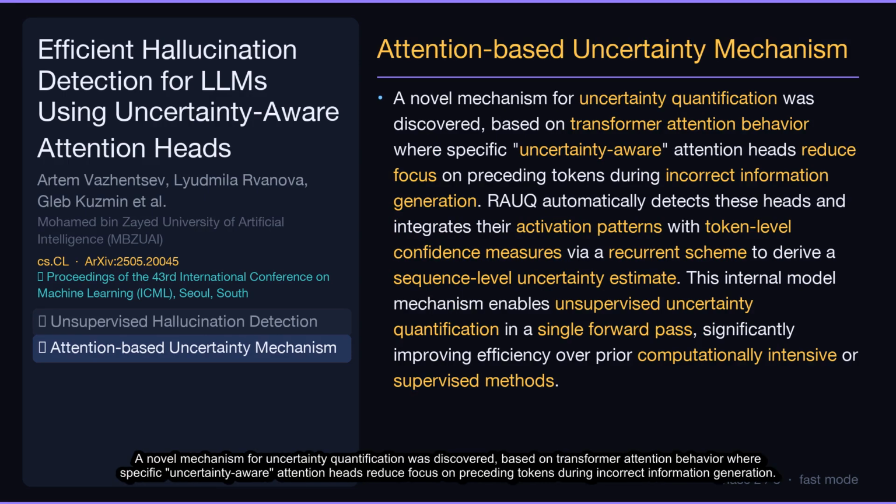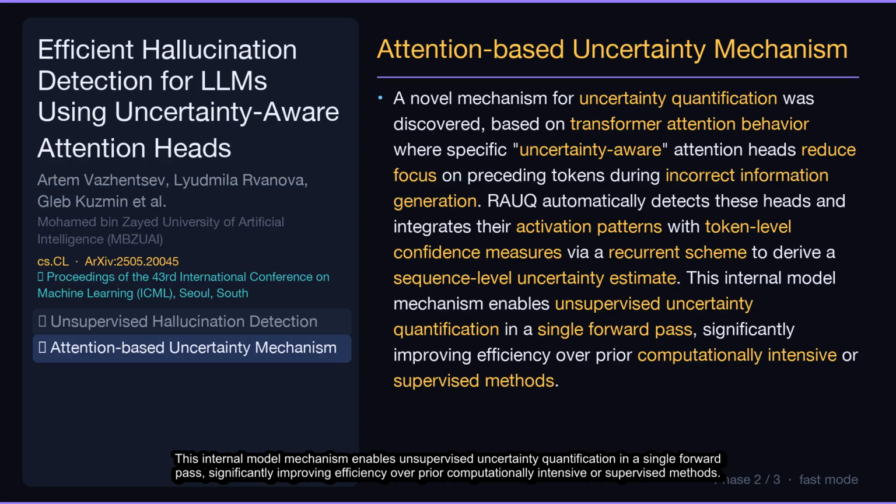Contribution 2. Attention-Based Uncertainty Mechanism. A novel mechanism for uncertainty quantification was discovered, based on transformer attention behavior, where specific uncertainty-aware attention heads reduce focus on preceding tokens during incorrect information generation. RAUQ automatically detects these heads and integrates their activation patterns with token-level confidence measures via a recurrent scheme to derive a sequence-level uncertainty estimate. This internal model mechanism enables unsupervised uncertainty quantification in a single forward pass, significantly improving efficiency over prior computationally intensive or supervised methods.